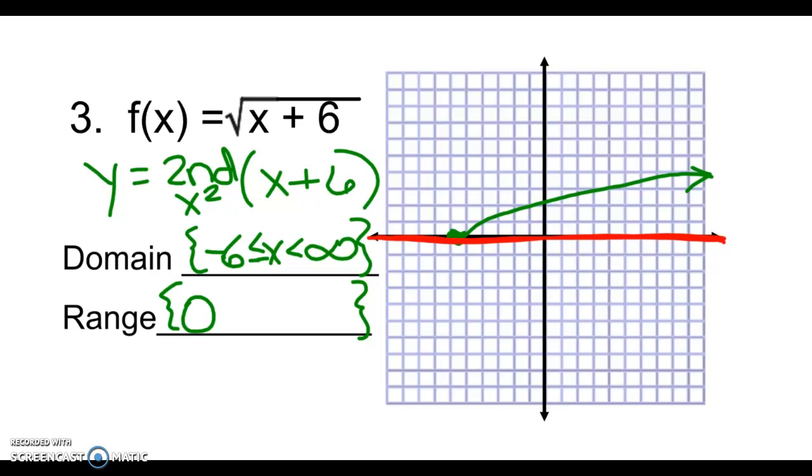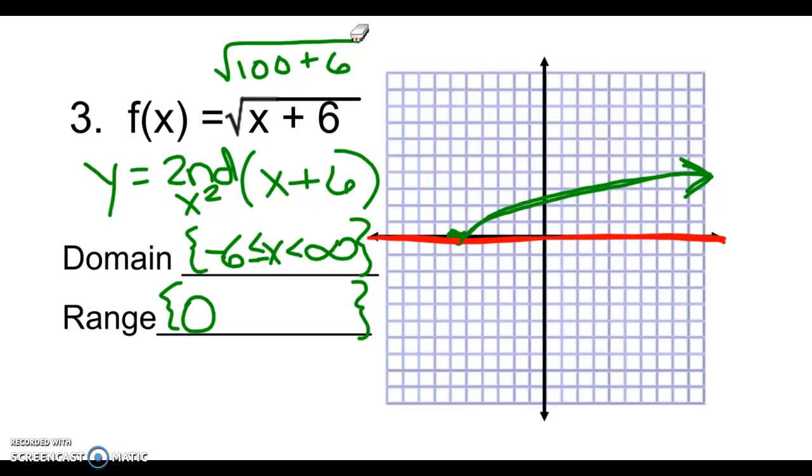Even though this is a really flat curve, it will eventually get to be a much bigger number, because you could put in 100 for x, and you would get the square root of 106. Well, that's a pretty big number, like 10 point something. So it is going to keep getting bigger and bigger.